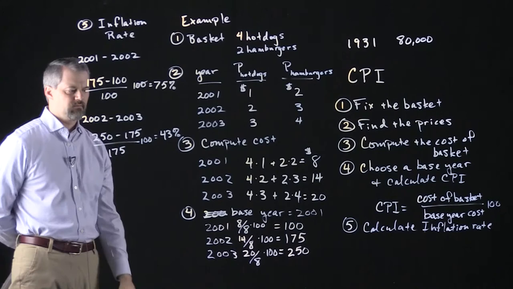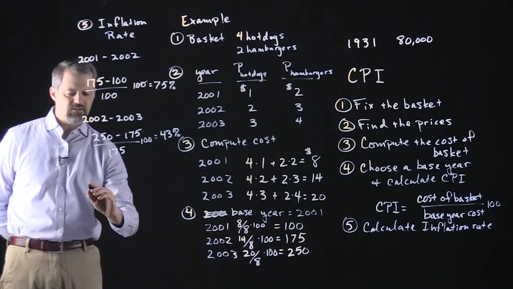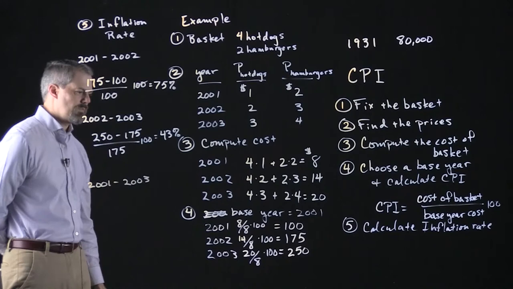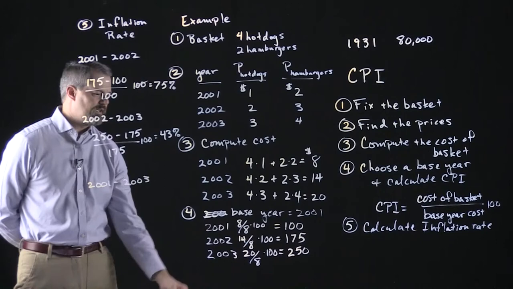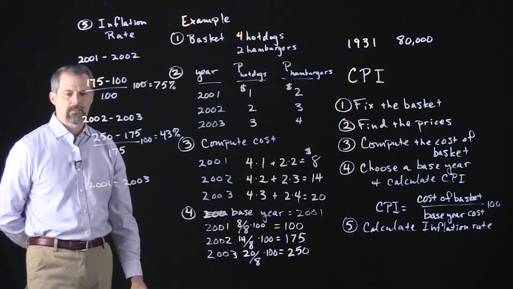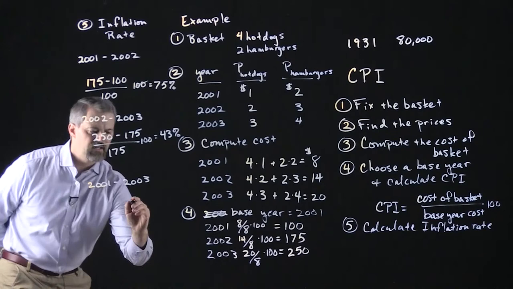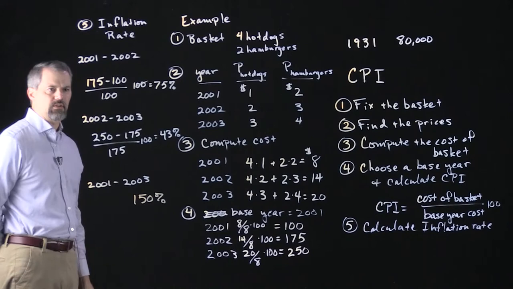If we were interested, say, in 2001 to 2003, then since our first year is the base year, we can just use the trick. We can just look at how much this changed by. It changed by 150. So from 2001 to 2003, there was 150% inflation. Okay. But again, when you first start out doing it, I always recommend that students calculate the percent change. Just get used to doing that until you get comfortable with it.